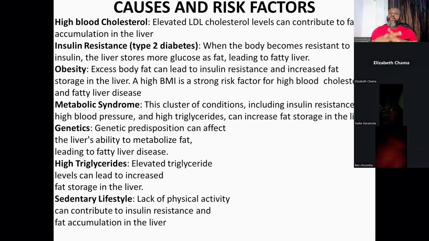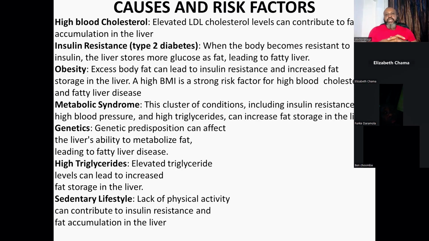Now, one of the major causes of fatty liver disease is high blood cholesterol. Talking about bad cholesterol, especially that's low density lipoprotein and very low density lipoprotein. Just talked about insulin resistance in the other aspect, but of course, you can see that they both are risk factors for each other, which is type 2 diabetes. Now, when the body becomes resistant to insulin, the liver stores more glucose as what? Fat, leading to fatty liver.